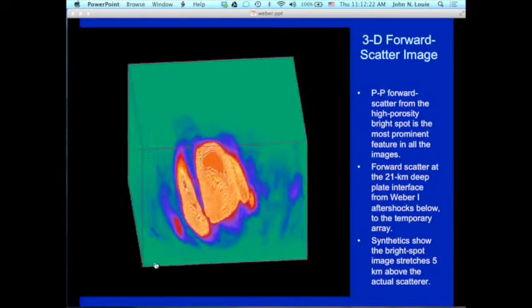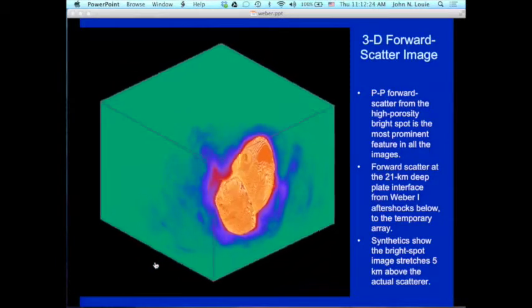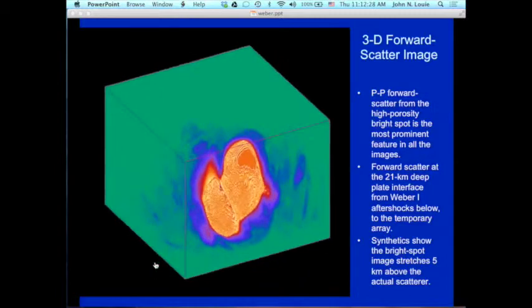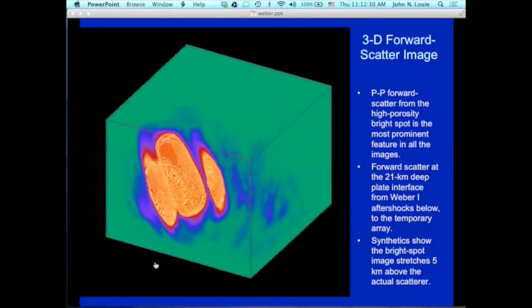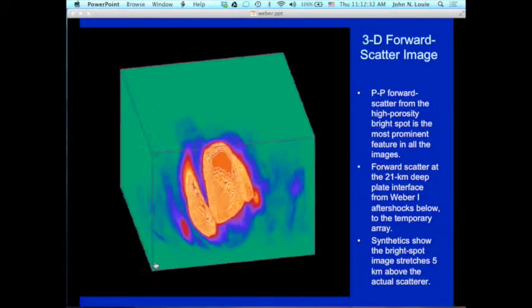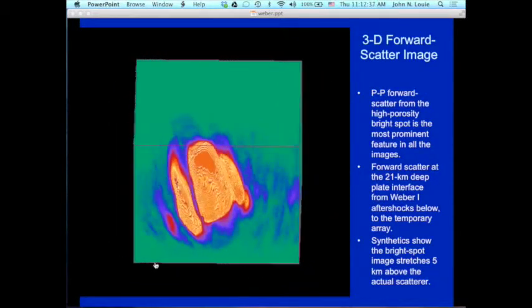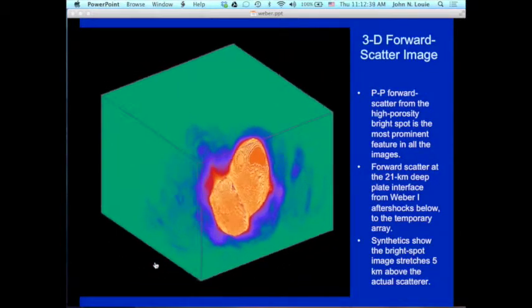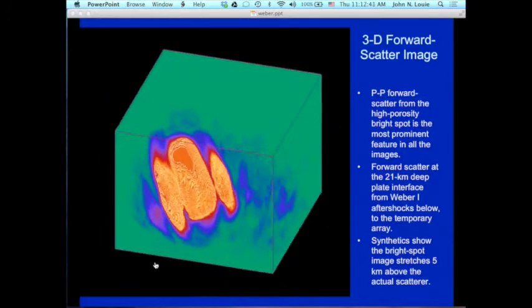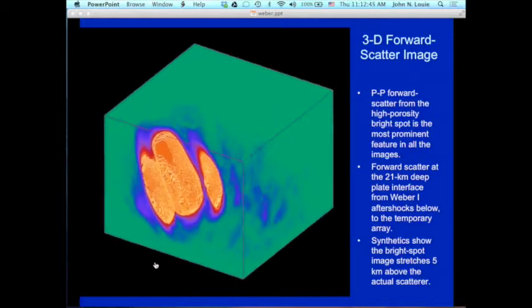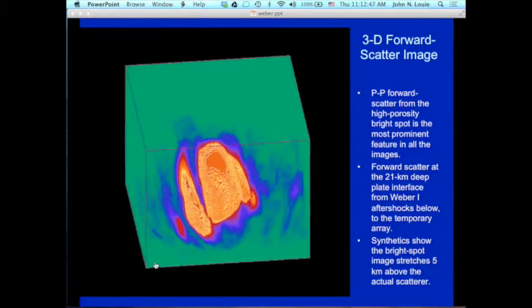And then I did a 3D volumetric rendering. This is the kind of thing I need to be able to do in OpenDetect now. So it's just showing that flame-like structure extending up towards the receivers from the bright spot along those predominant ellipsoidal directions.